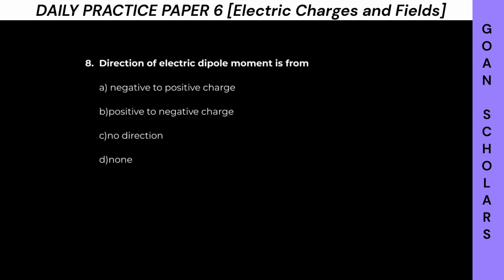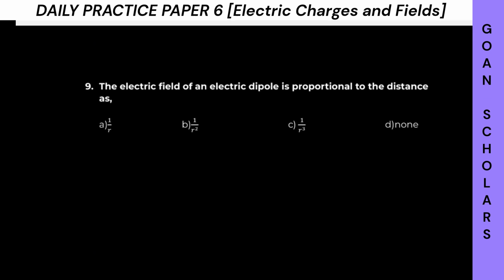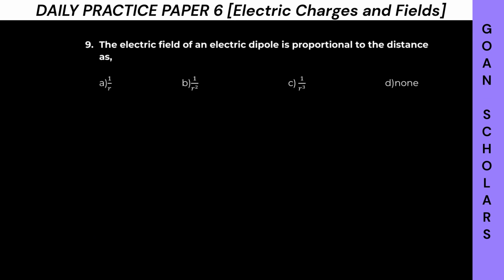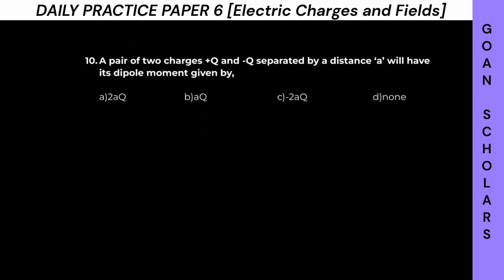Direction of electric dipole moment. Just now I have told, it's always from negative to positive charge. So correct answer is option A, negative to positive charge. Let's move to question number 9. The electric field of an electric dipole is proportional to the distance. Electric field. Now be very careful, we have found 2 derivations in our course, axial and equatorial plane electric field. So in both the cases we found that electric field is directly proportional to 1 by r cube. So the correct answer for 9th one is 1 by r cube. Let's move to the 10th one.